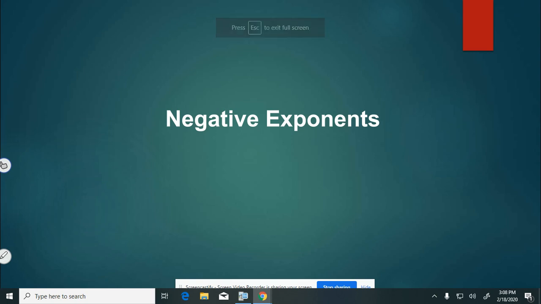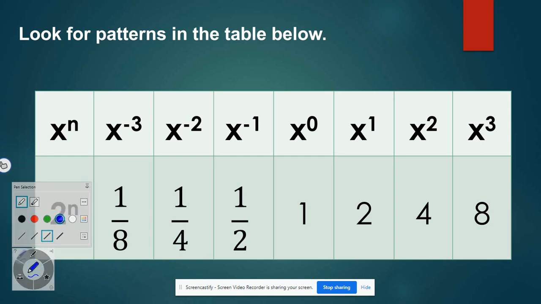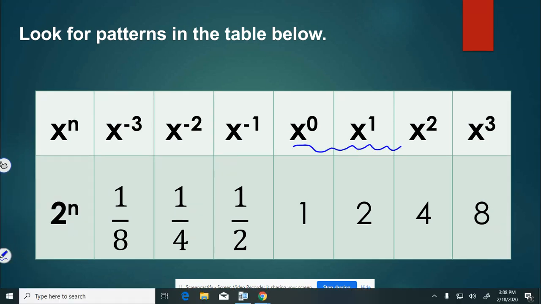All right, guys, today we're looking at negative exponents. So we're going to start by looking for patterns in the table below. So here we have some negative exponents and some positive exponents, right? We know these ones over here. This is what we've been working on the past couple days.